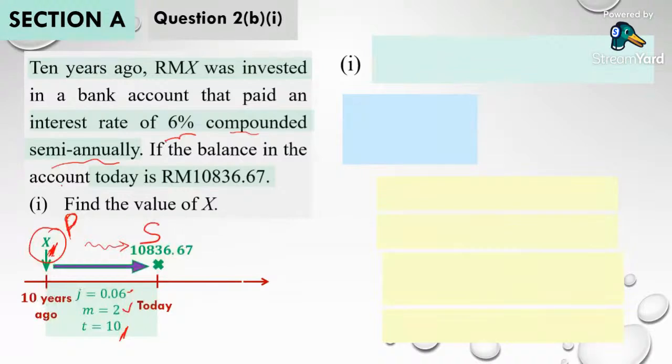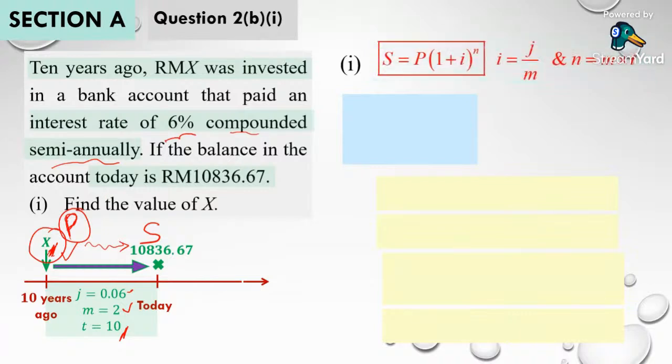So now we want to find out what is the answer for this P here. And the formula we're going to refer to is the compound interest formula. So this is the formula that we have in simple: P times 1 plus i to the power n, where i is the nominal rate, in this case 6%, divided by m, which is the number of times it is compounded in 1 year. In this case, m is equal to 2 from the timeline we saw just now.